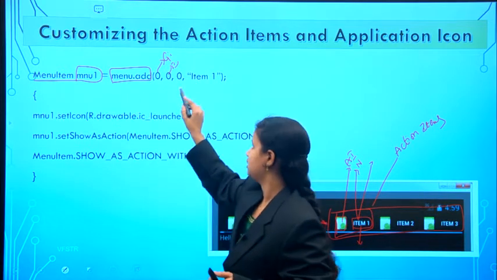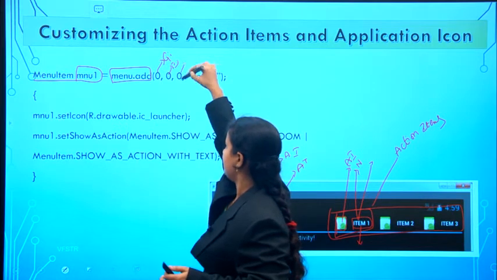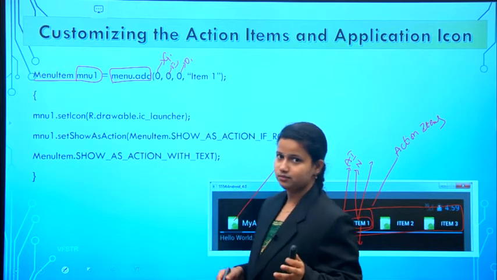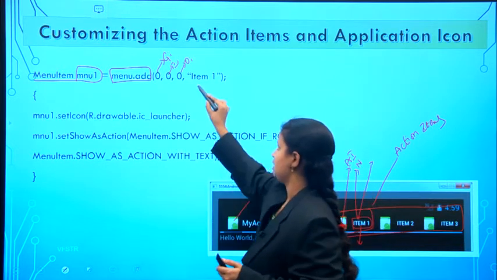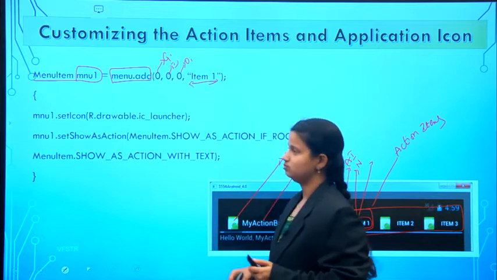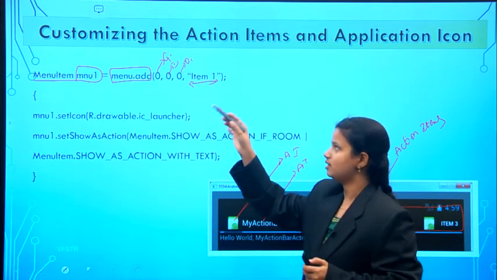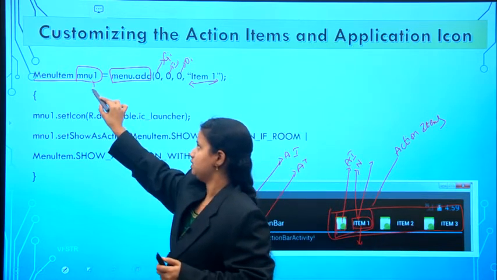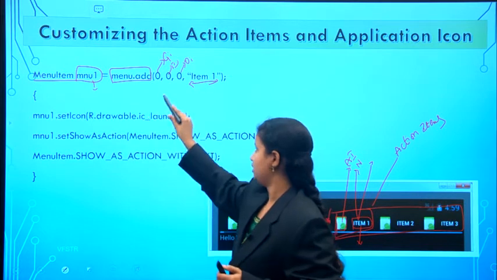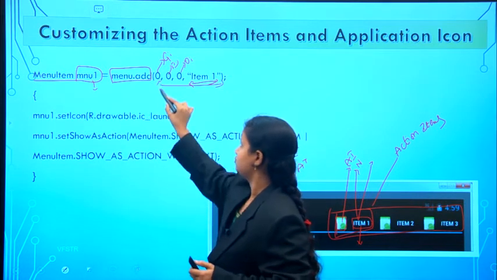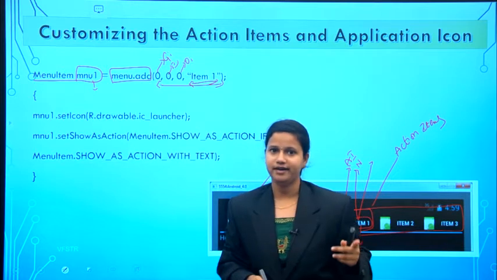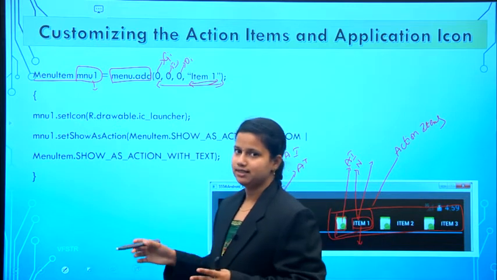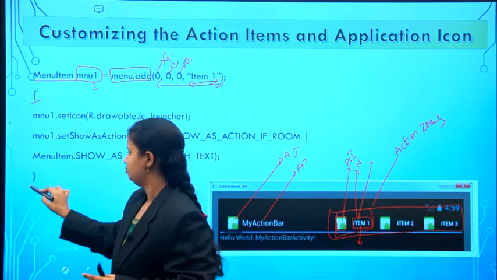We have to identify the item ID. The next thing is the order ID within the group ID: the place where we add this menu item. The next one is the menu item name. These things we already discussed in the previous class. First we create an object, and this object is added to your menu with 4 parameters. The 4 parameters are the group ID, order ID, item ID and item name. After that we set different properties within this menu item.